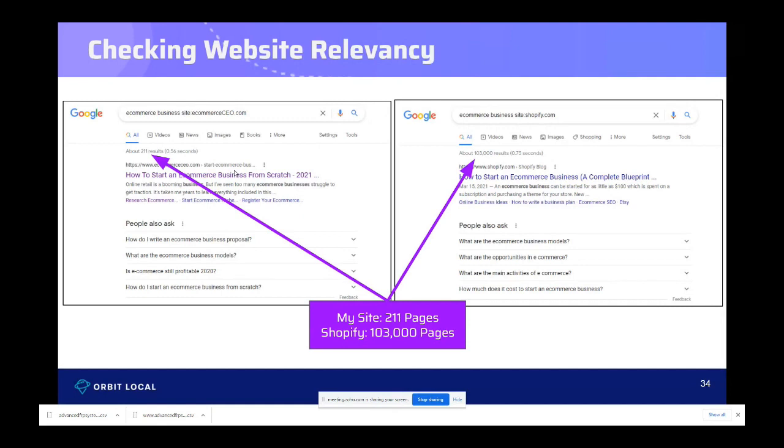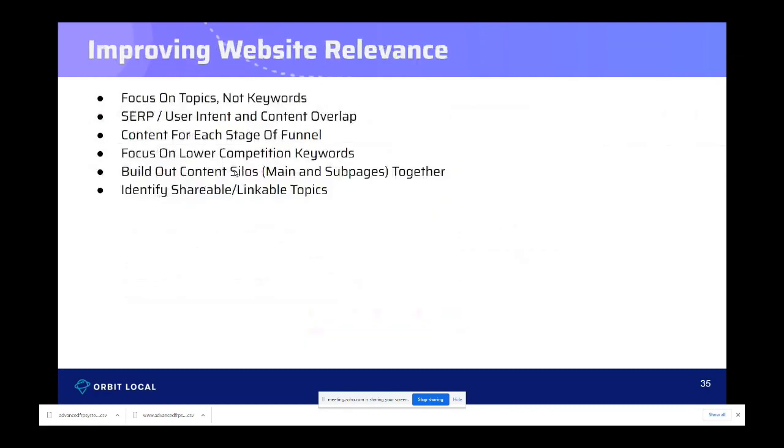But when you look at Shopify here for this keyword, they have 100,000 results, right? So I'll pick and choose my battles with Shopify, but it just goes to show you have to start looking at things the way that robots do, because these are the ranking factors that are important in 2021.